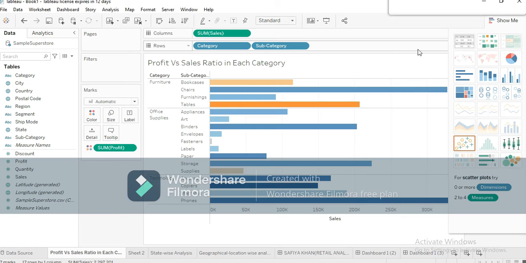So we have to increase sales and supply of products like phones, copiers, accessories and chairs, and we have to decrease sales and supply of products like bookcases and tables.